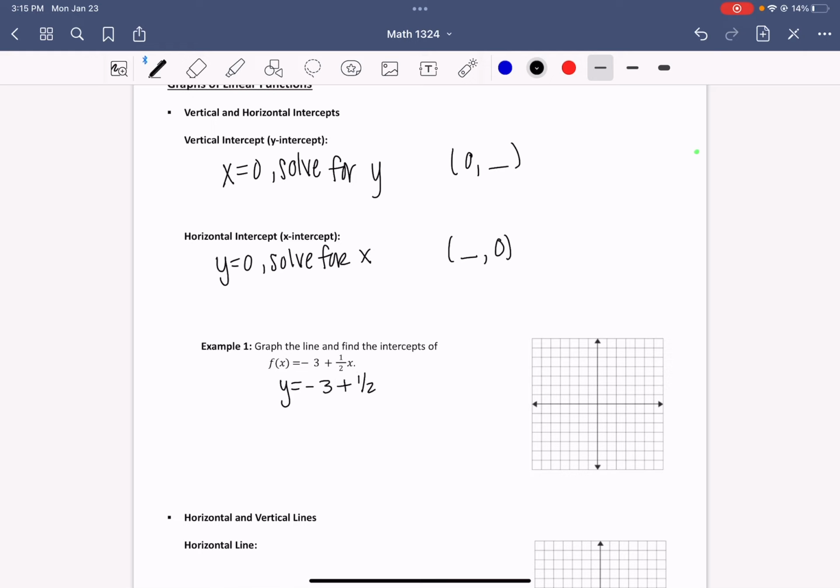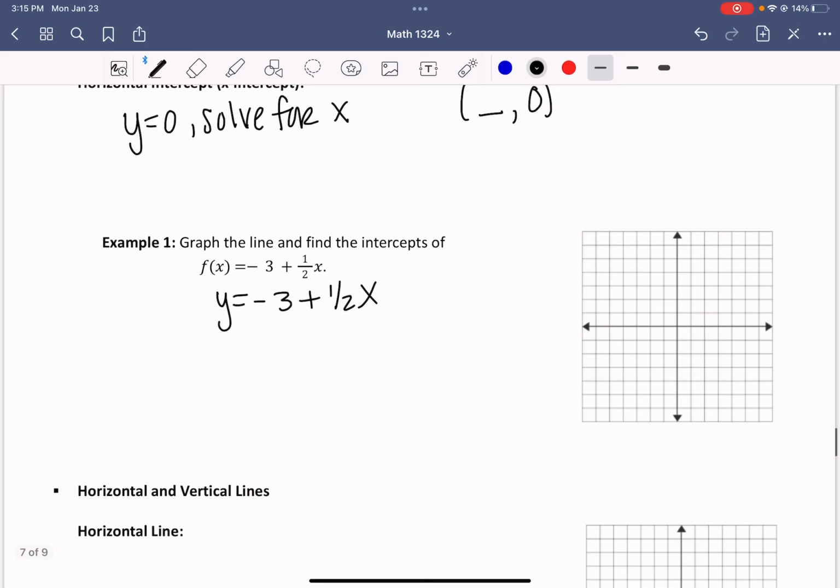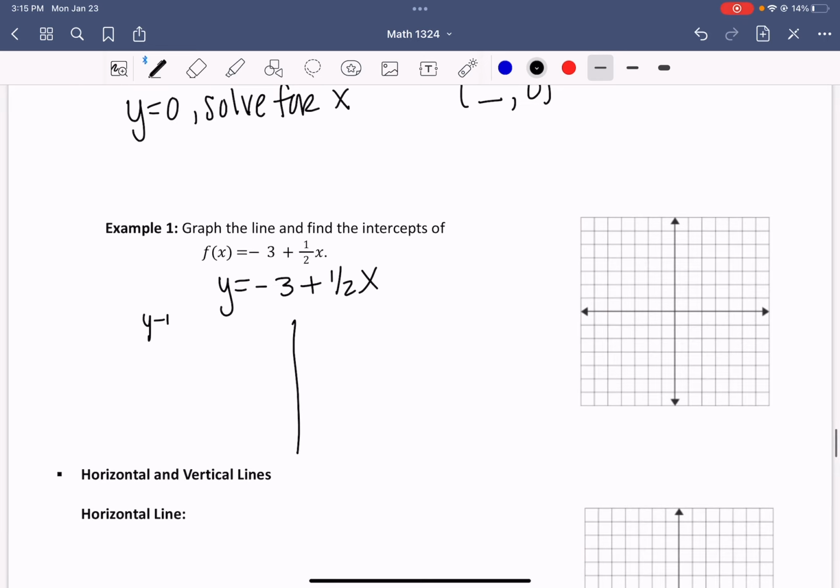Now, if you feel more comfortable, you can say that this is y equal to -3 plus 1/2 x. And you can just look at it with your y's instead of your f of x's. So we're going to split this into two. I want to find my y-intercept first. So when you're looking for your y-intercept, you're going to set your x equal to 0. So you're zeroing out the letter you're not looking for.